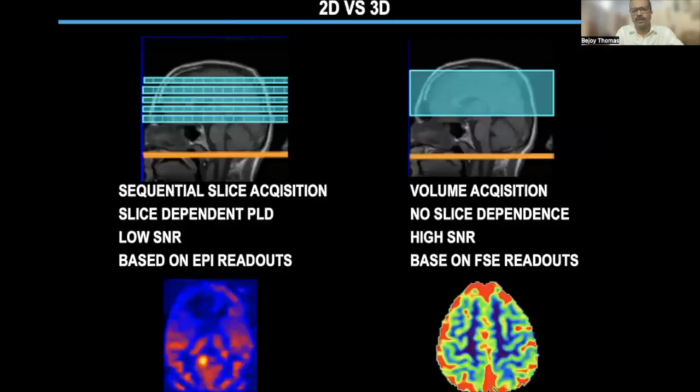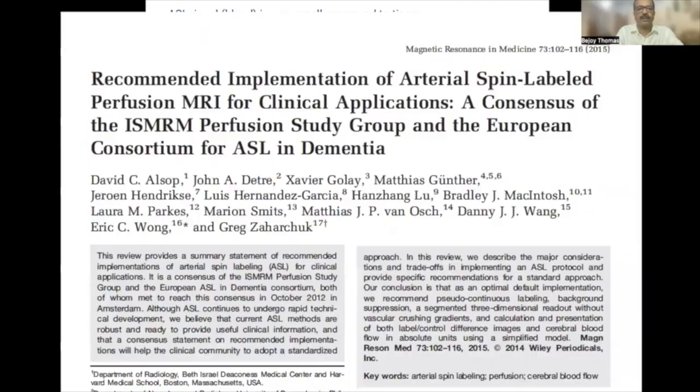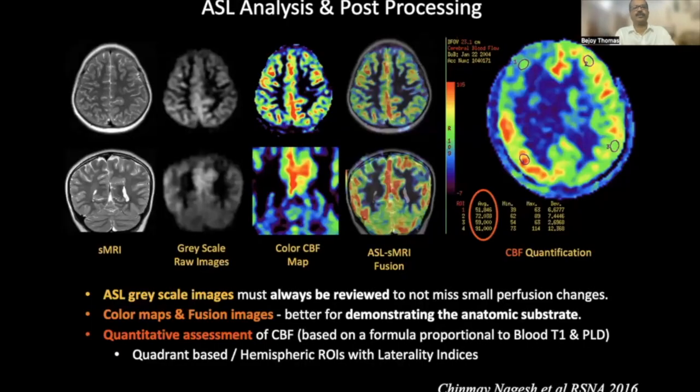So, 2D versus 3D. Now we know the volumetric acquisition is there in 3D, and it is not slice dependent, with relatively high SNR. I now prefer 3D sequences compared to 2D sequences, and an FSE readout compared to an EPI readout, because of the specific advantages of a 3D sequence, which can give a very robust clinical perfusion method.